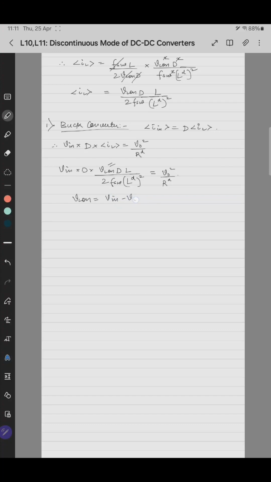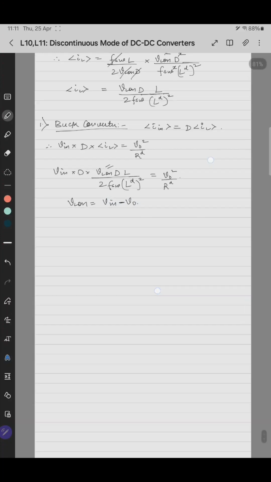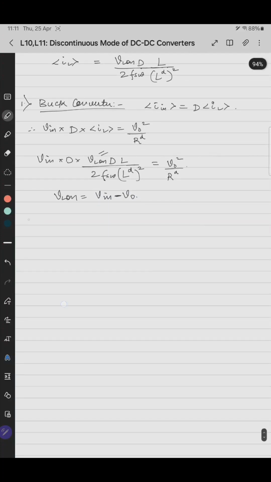V in minus V naught, which is positive because V naught is less than V in. So therefore it will be V in T square L into (V in minus V naught) by 2F switching LD, whole square, equals V naught square by RD. Then we have to simplify and solve this expression.